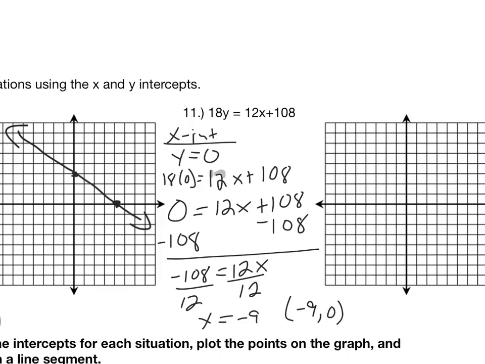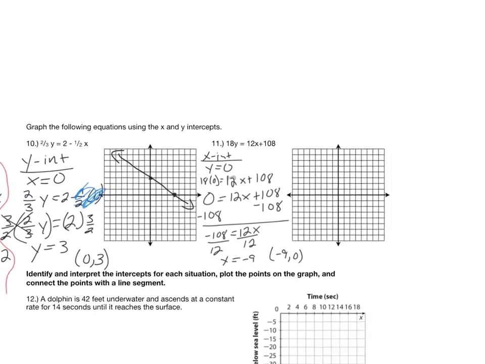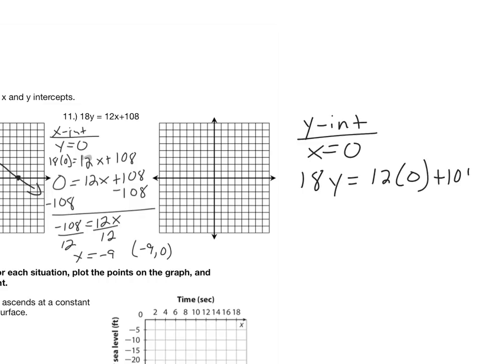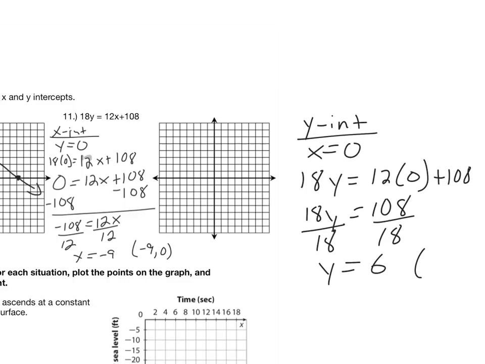I don't have enough room to do the y-intercept on that side, so let me go ahead and do it on this side. So for your y-intercept, x has to equal 0. So anywhere you see an x, you're going to plug in a 0. So that would be 18y equals 12 times 0 plus 108. Okay, 12 times 0 is 0, so that would just be 18y equals 108. You'd have to divide by 18 on both sides. And if you do that, you get y equals 6. So your ordered pair would be 0, 6.